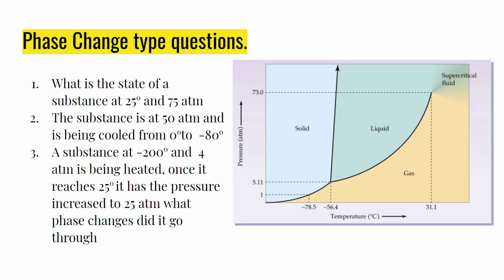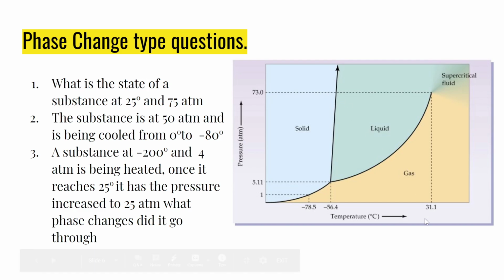Question 1 is asking us to discover what the state of this compound is going to be at 25 degrees and 75 atmospheres. So this is the first type of question, and it's a basic locate where it's supposed to be. It's really just testing whether or not you can read the graph, and there's nothing really special about it. So you have to just think, okay, where is 75 atmospheres going to be? Okay, 75 is here, so it's going to be here.